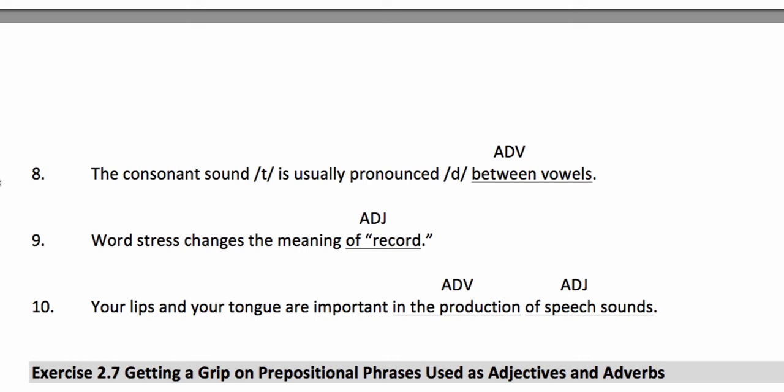Number 8, "the consonant sound is usually pronounced between vowels." Again, we see "between vowels" answering, where is this happening? "The word stress changes the meaning of record." Word stress changes this. Everything goes out, must be adjective. "Your lips and your tongue are important in the production." "In the production" is an adverb because it is following the adjective "important." Right? It is not telling us about a noun. And then "of speech sounds," however, is telling us about the noun "production." So which type of production? Of speech sounds.